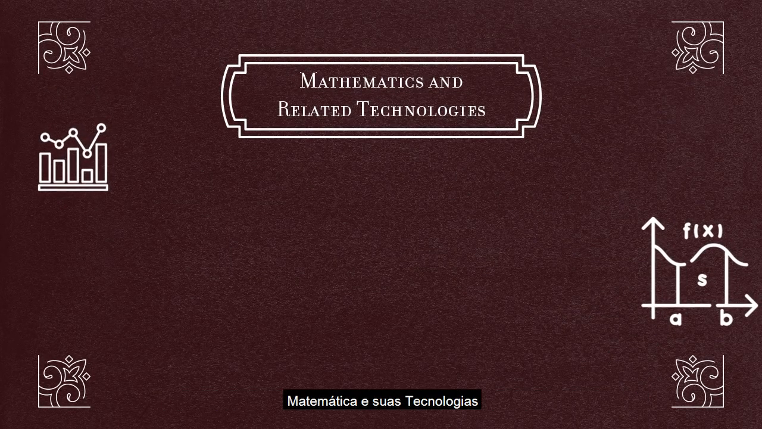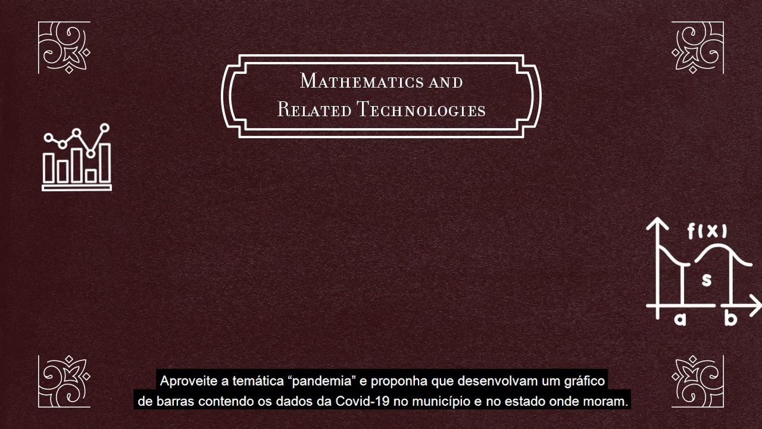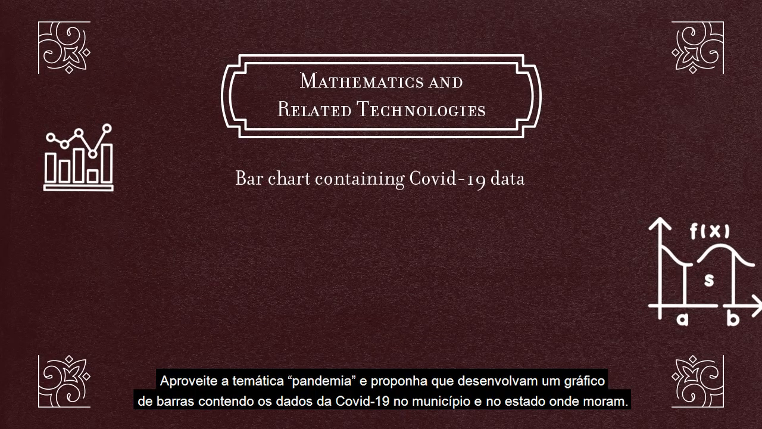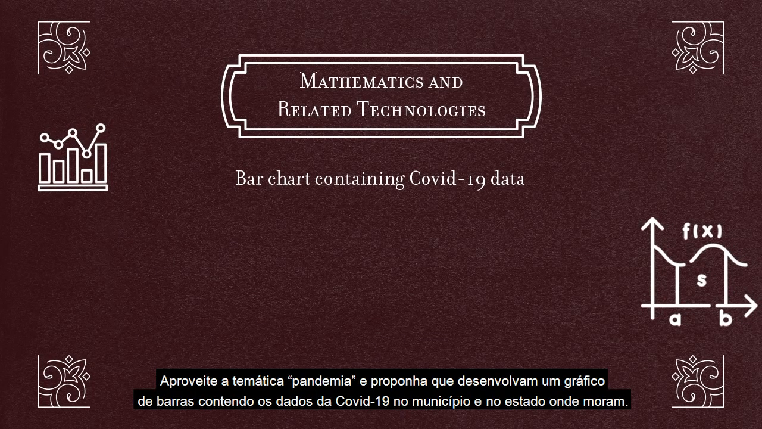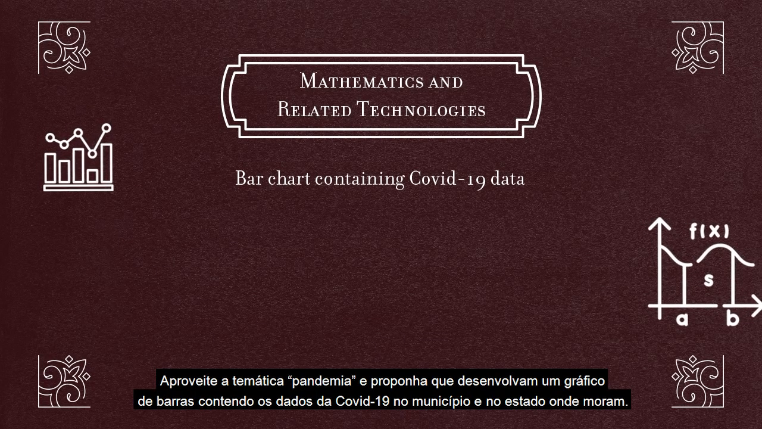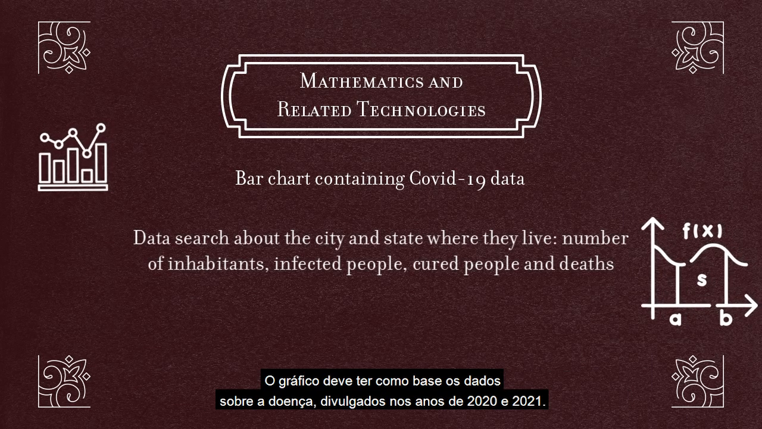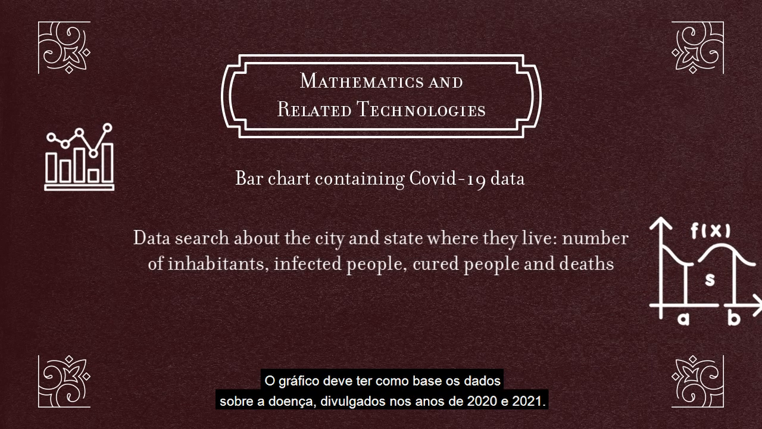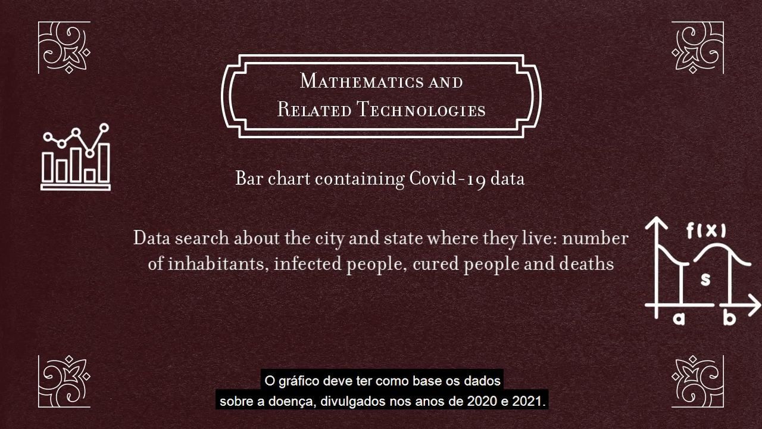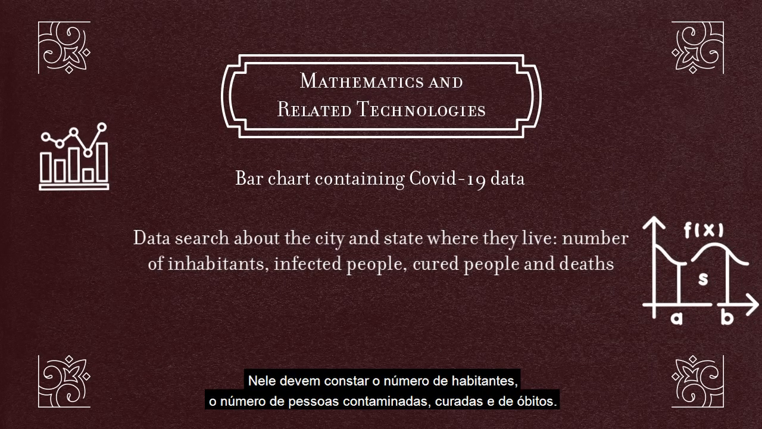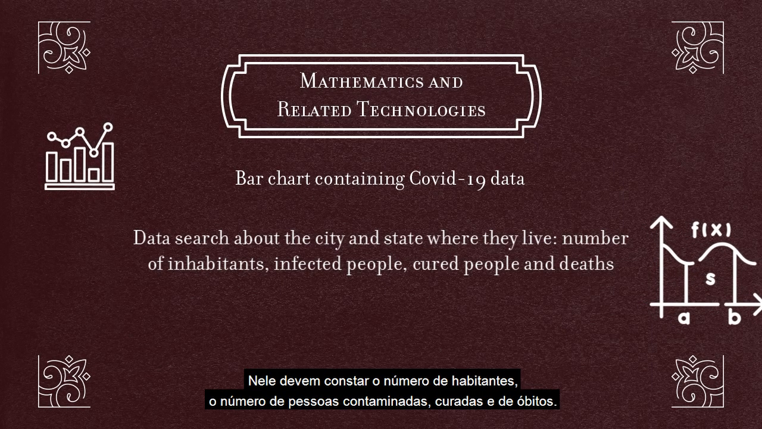Mathematics and related technologies. Make use of the pandemic theme and suggest that they develop a bar chart containing COVID-19 data in the city and state where they live. The graph should be based on the disease data released between 2020 and 2021. It should include the number of inhabitants, infected and cured people, and deaths.